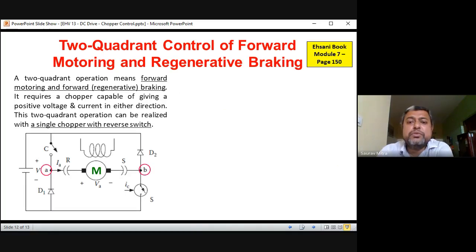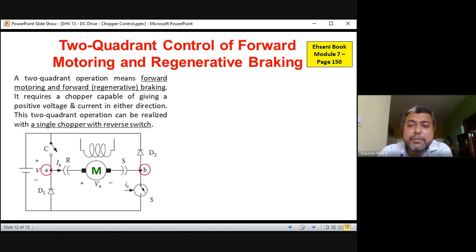Now see two-quadrant control of forward motoring and regenerative braking. Regenerative braking is actually the second quadrant operation. That means the vehicle is coming down a slope. Just now you have seen a video. In second quadrant operation, the vehicle is coming down a slope, its torque is negative, and the speed is in the positive direction. So we have experienced that whenever the vehicle is coming down a slope, we are always trying to put some brake, and that brake is converted to some kind of regeneration of energy, which is fed back to the supply.